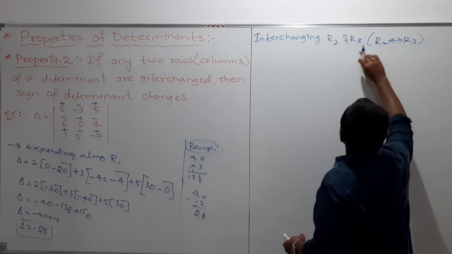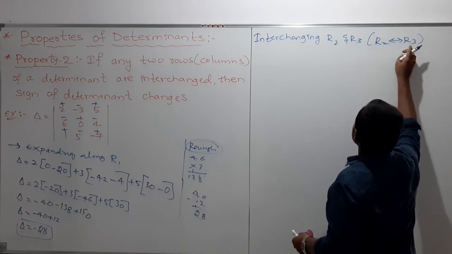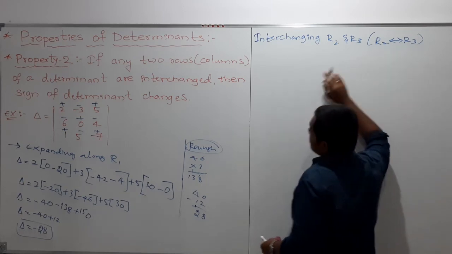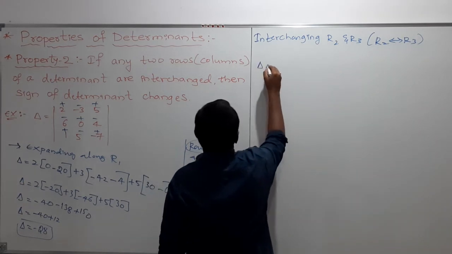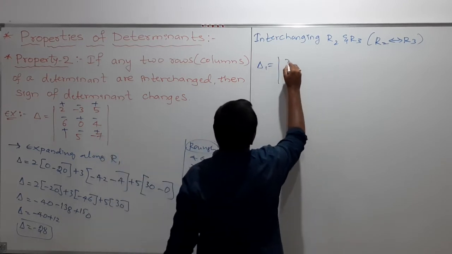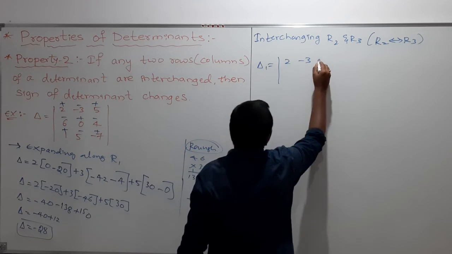It means that in place of row 2 elements we should write row 3 elements, and in place of row 3 elements we should write row 2 elements. That is what I write symbolically. So therefore I am taking this delta 1. Here row 1 is as it is: 2, minus 3, 5.